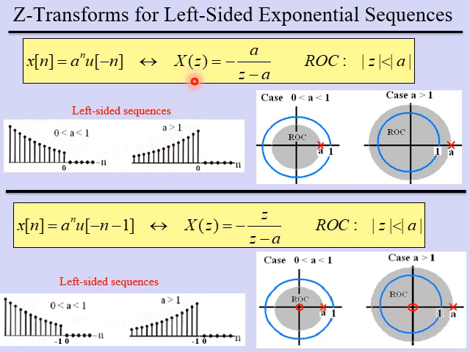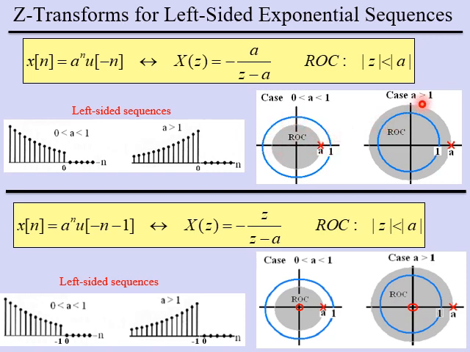In this case, the z transform is negative a over z minus a. And another difference here is the region of convergence is the absolute value of z less than a. So what ends up happening here, instead of the ROC being outside of the pole, the ROC for left-sided signals or sequences is inside of the pole. So we have this shaded region here inside of the pole at z equals a. Notice in this example, a is less than 1, so the region of convergence does not include the unit circle.